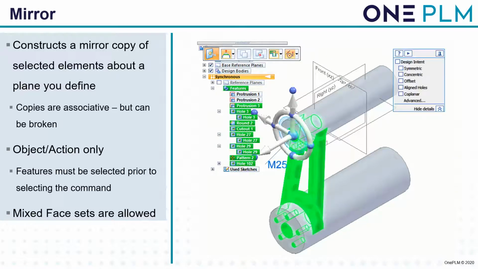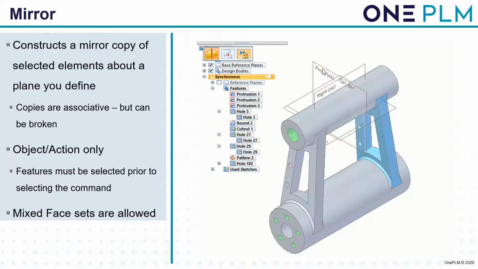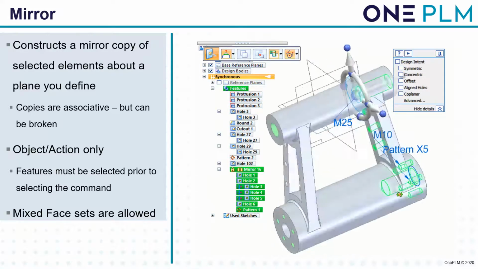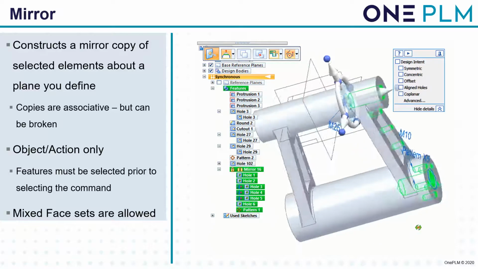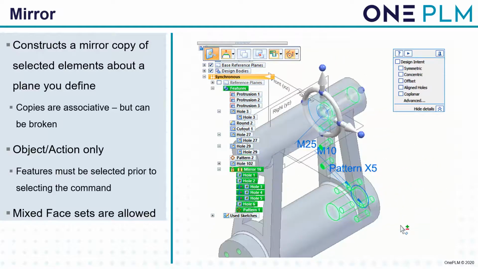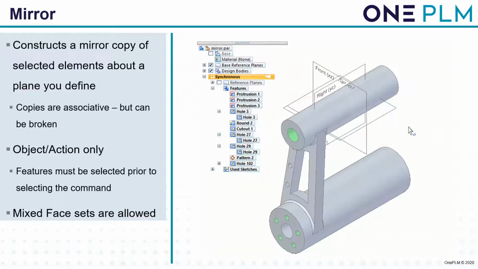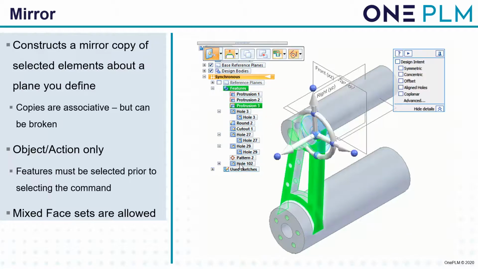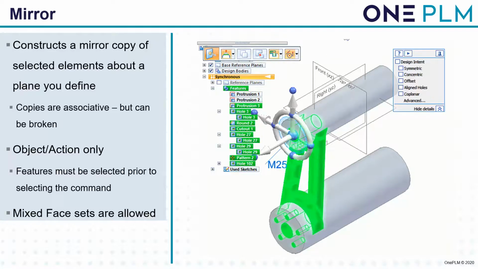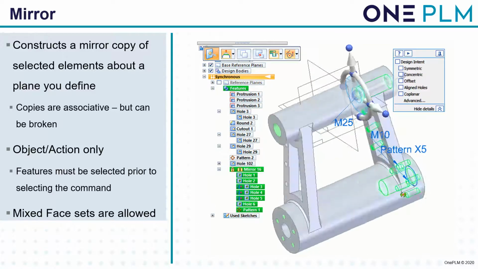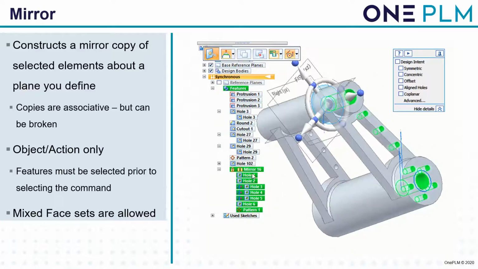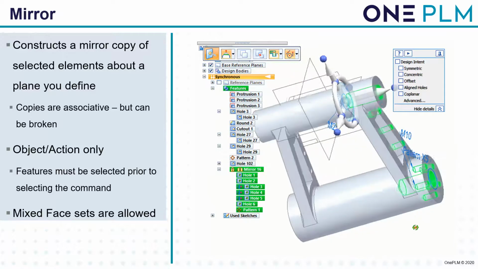The mirror command is object action, so we have to select the features that we want and then select the mirror command and then select the plane that we want. Features must be selected prior to selecting the command. Mixed face sets are allowed, so we can select different features. We can see on there clearly we've got protrusions, holes, patterns all being selected at the same time and mirroring over to the far side.